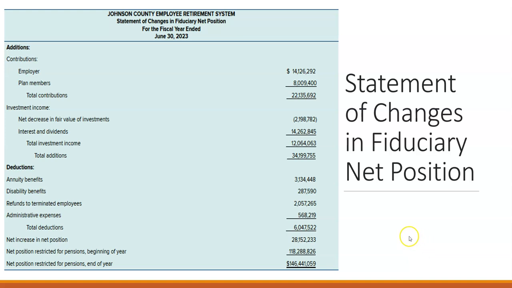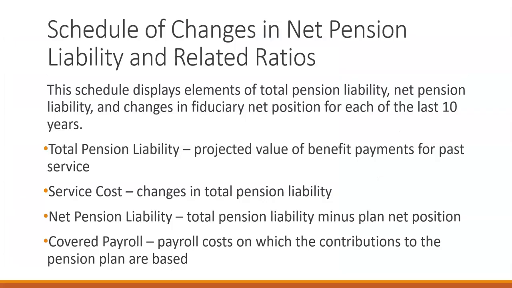We're going to continue our discussion of pensions that we left off as the last video. We ended with the statement of changes in fiduciary net position, which measures additions and deductions to any public pension fund. They're not revenues and expenses. They get coded as additions and deductions.